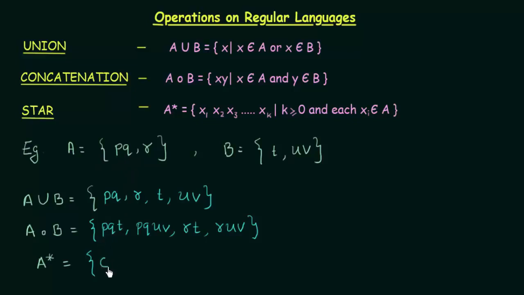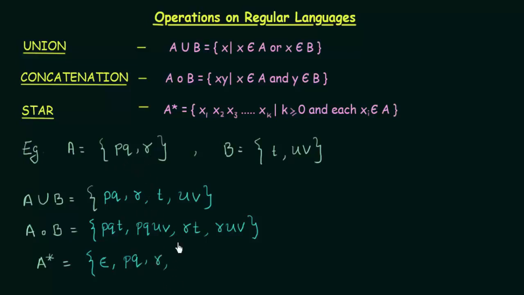So I would first write epsilon. Epsilon, as I already told you in the first lecture, means the empty string. So the empty string also is a part of A star. Alright, and the second one would be PQ just by itself, and R just by itself.